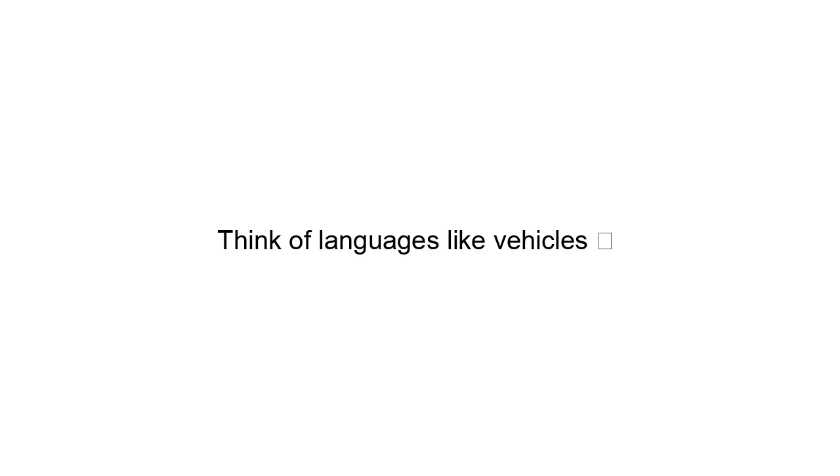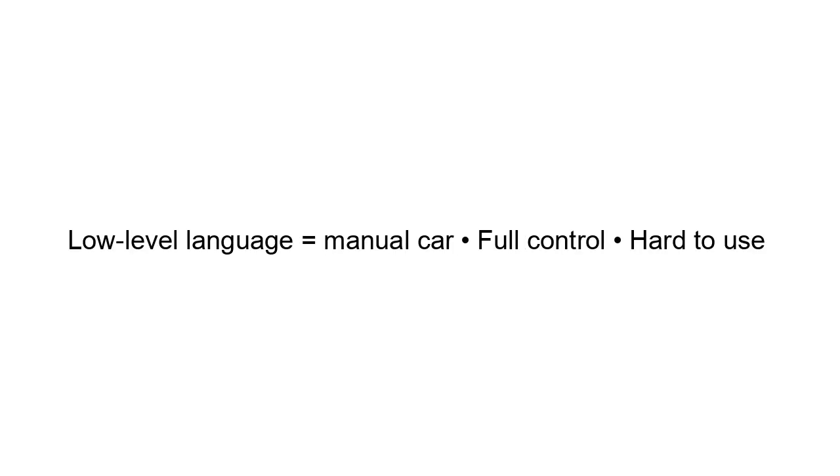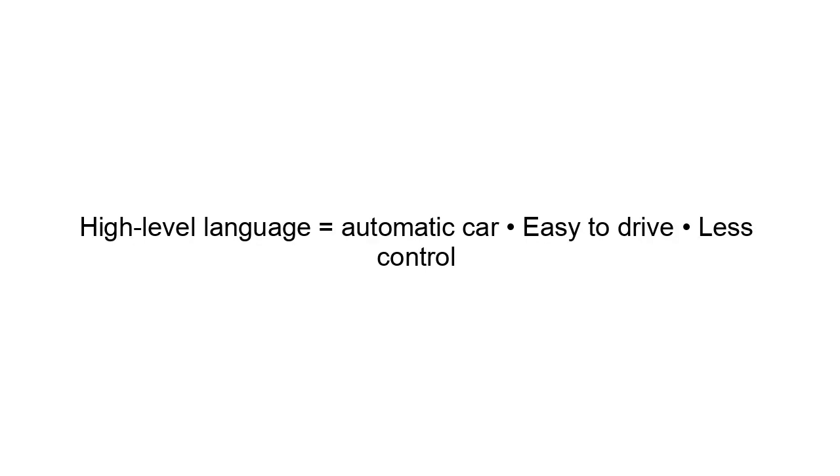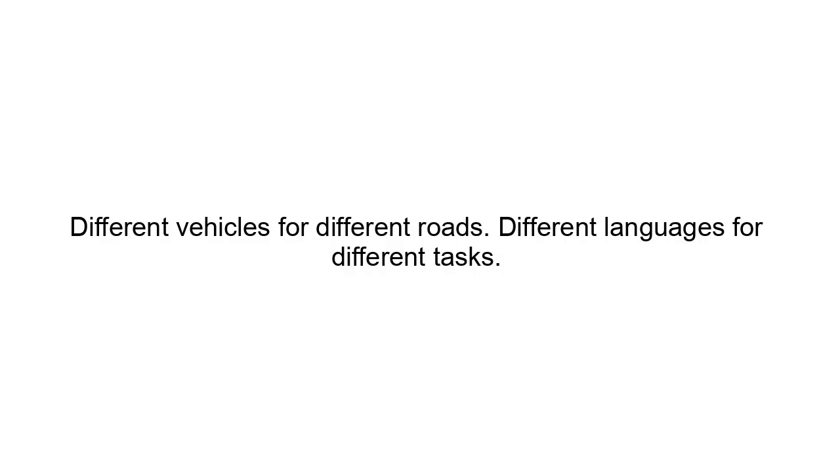Real-life example. Language types. Think of languages like vehicles, cars. Low-level language equals manual car. Full control. Hard to use. High-level language equals automatic car. Easy to drive. Less control. Different vehicles for different roads. Different languages for different tasks.